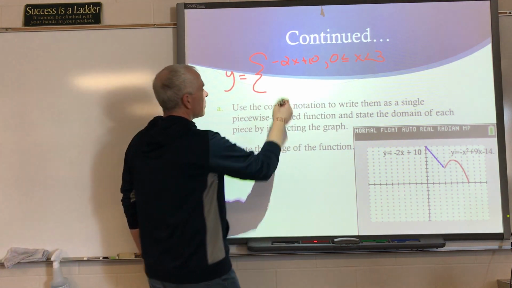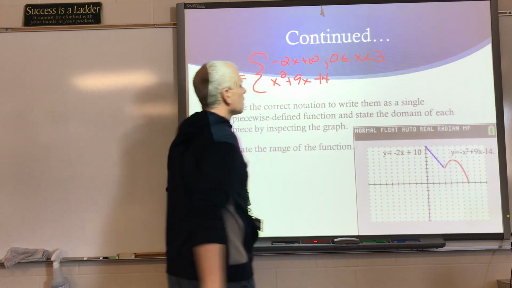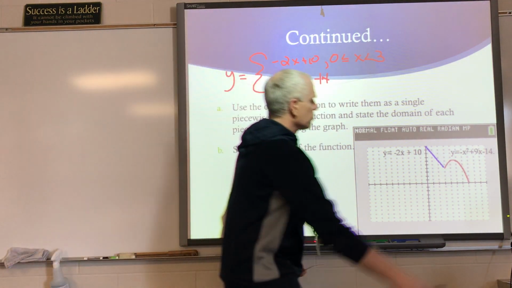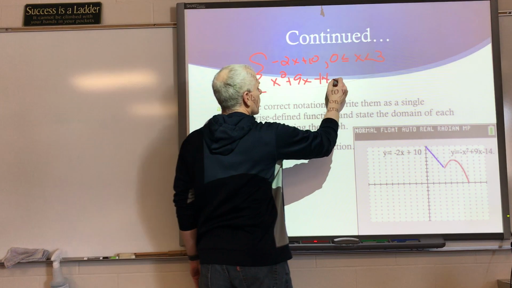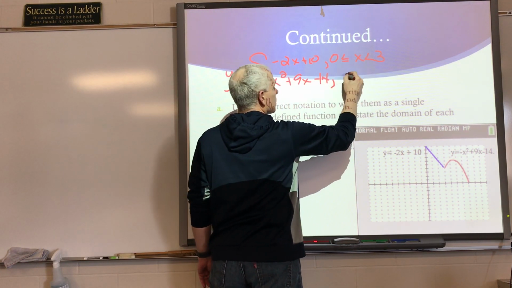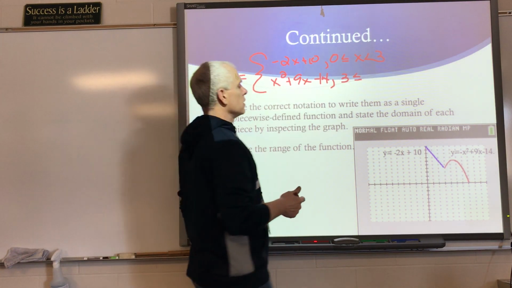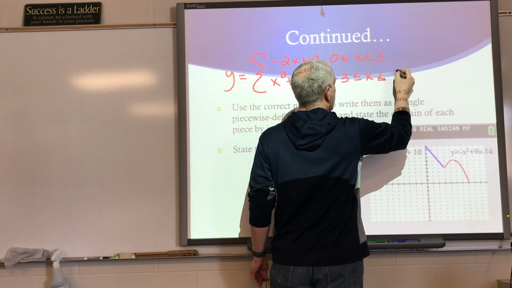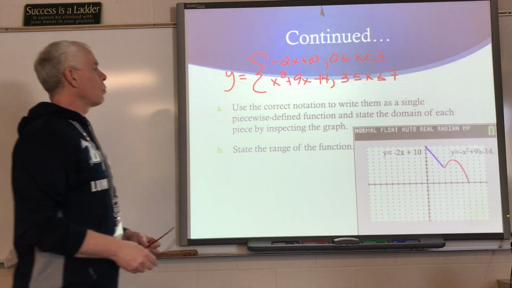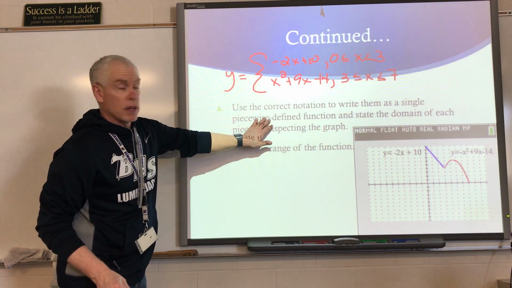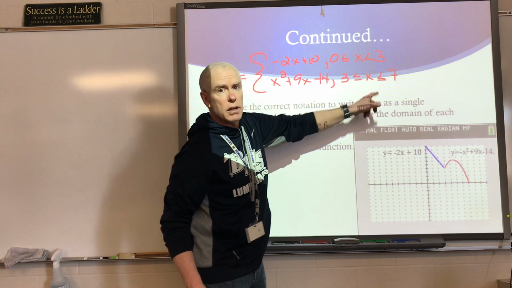And the other part of the graph is x squared plus 9x minus 14, okay? And it looks like that graph when x goes between 3 and 7. So then we would say, because it's less than here, it has to be equal to here. One has to be less than or equal to, one has to be less than. So between 3 and 7, and it's including 7 because the dot is actually there. So that would be the correct way to write it as a single piecewise defined function. And then we're supposed to state the domain of each piece, which we've done right here. This is the domain of each piece.